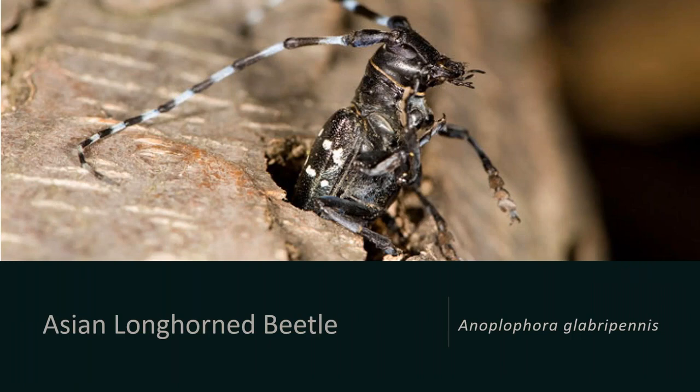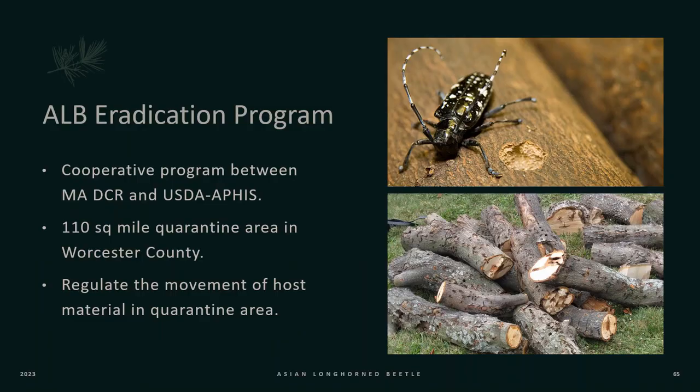And finally, onto the Asian longhorned beetle. So we have ALB here in Massachusetts in Worcester County. There is a 110 square mile quarantine area, and we have a cooperative program between my team with the DCR and the USDA APHIS. And we are out there trying to eradicate this insect from our landscape.